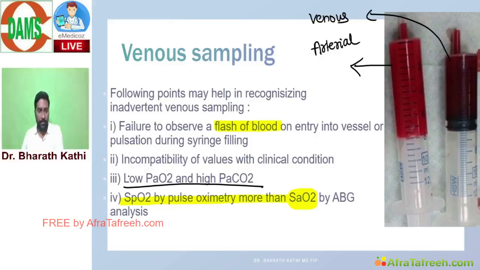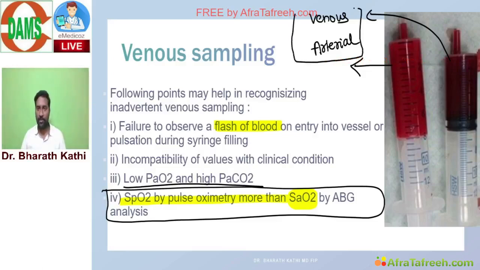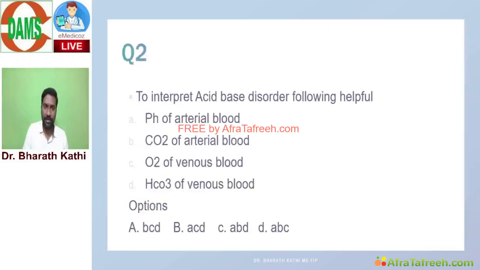This is the most important method by which you can find it is a venous sample. Patient's SpO2 will be good, but SaO2 in ABG will be less. PaO2 in the ABG will be less. And during sampling, you should be able to identify these two colors. Bright red is arterial, dark red is venous. When you put in the vessel, you should be able to see a flash of blood coming into the needle.